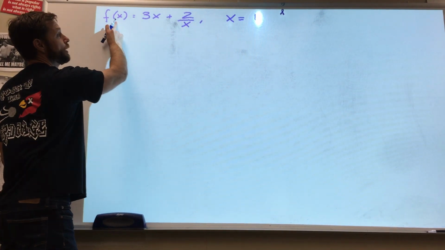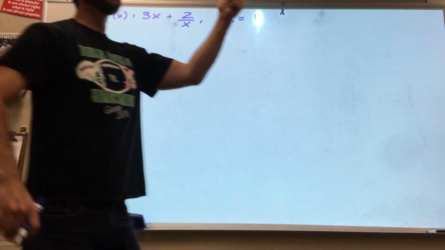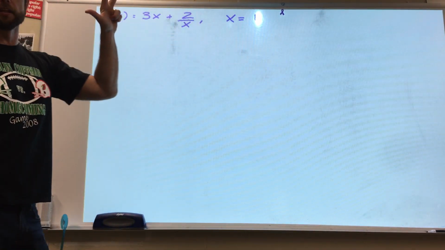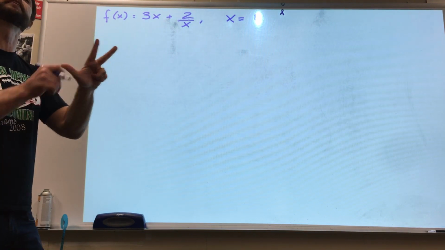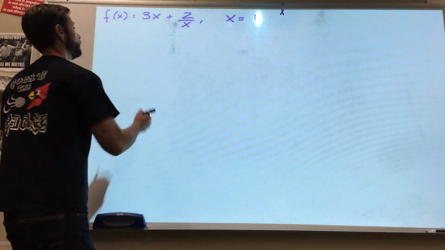So let's go ahead. Step 1 is find the derivative. Step 2 is plug in the x value. Step 3 is write the equation of the line. So let's do step 1. Step 1 takes way longer than all of the other steps. Okay, so let's go through step 1.